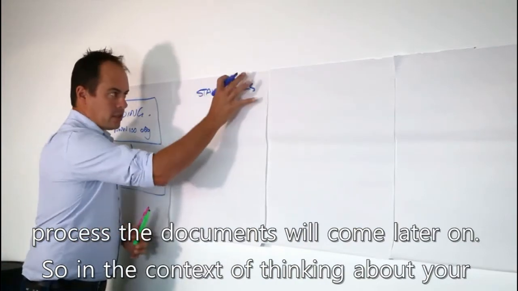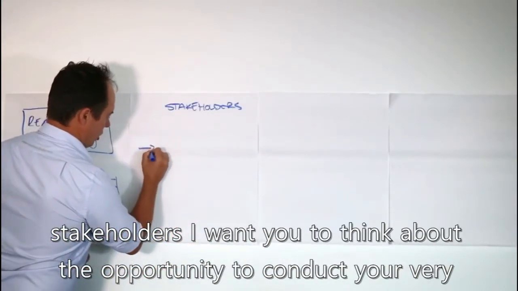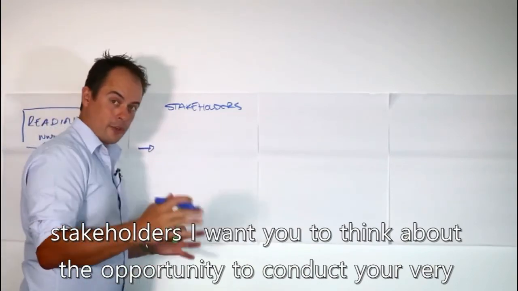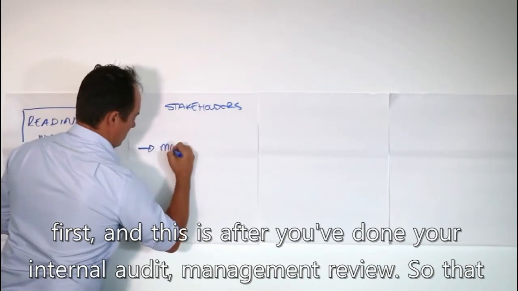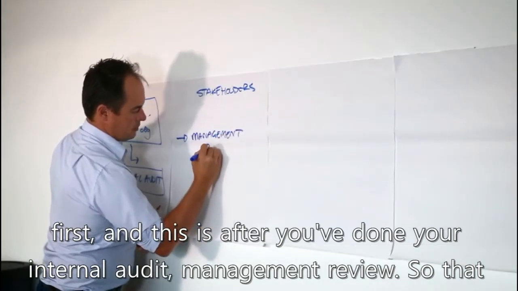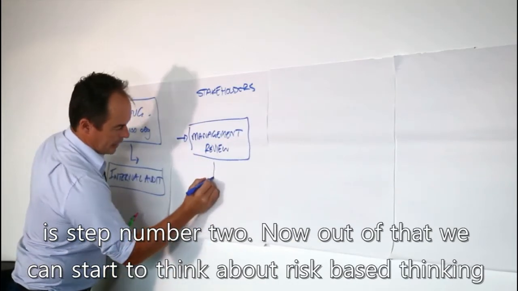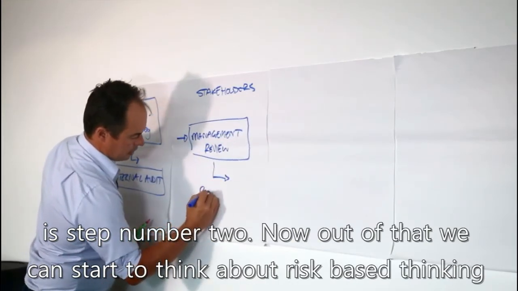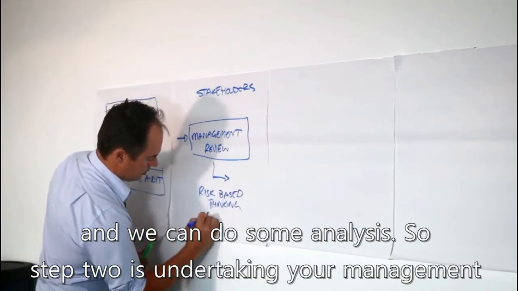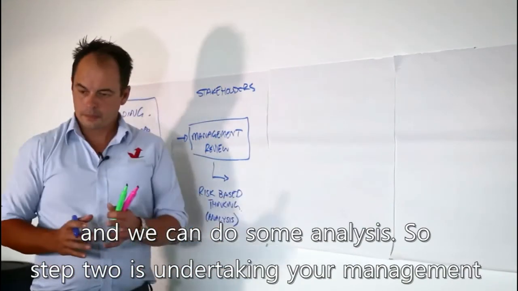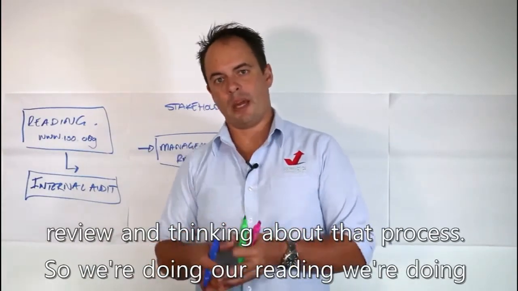In the context of thinking about your stakeholders, I want you to think about the opportunity to conduct your very first management review, after you've done your internal audit. So that is step number two. Out of that, we can start to think about risk-based thinking, and we can do some analysis. So step two is undertaking your management review and thinking about that process.